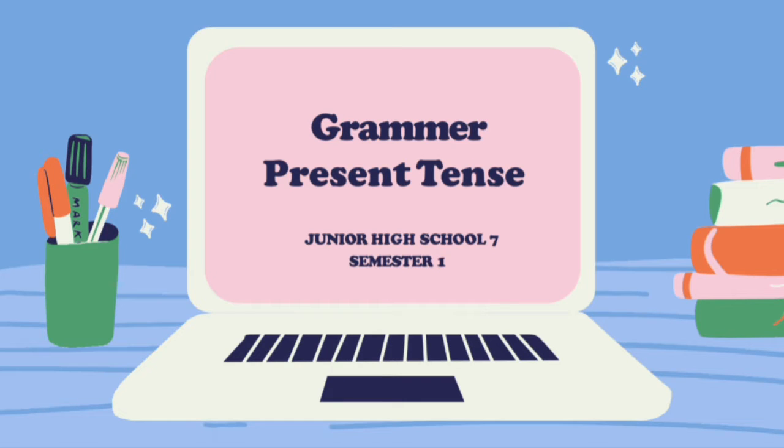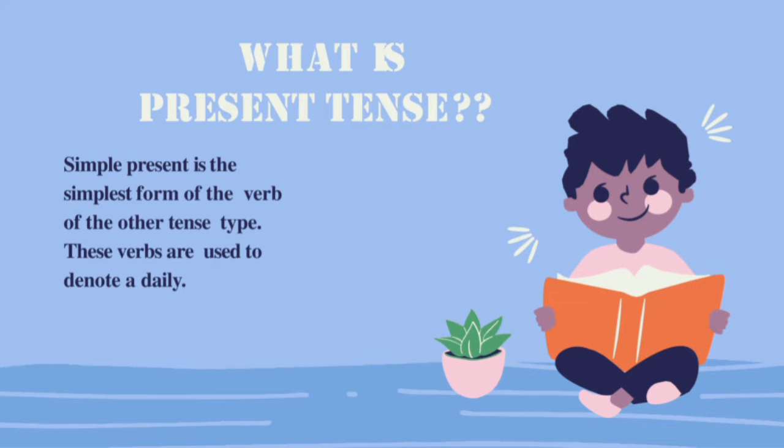Everyone. Now, in this section, we wanted to talk about simple present tense. What is simple present tense? Simple present tense is the simplest form of the verb of the other tense type. These verbs are used to denote a daily action. Simple present tense is used to express an action or event that occurs in the present. In addition, simple present tense is also used for a habit or event that occurs every day.